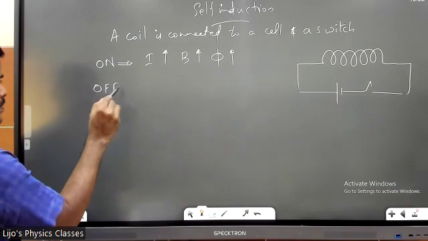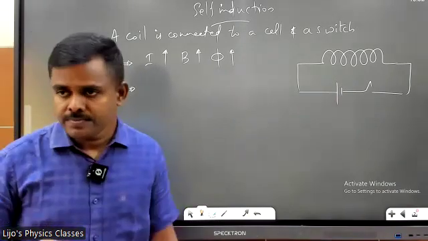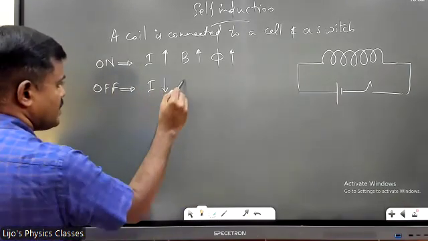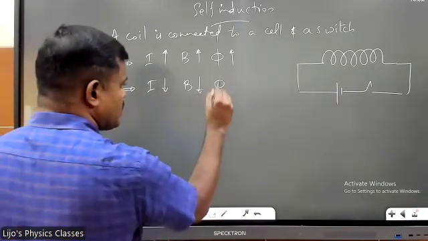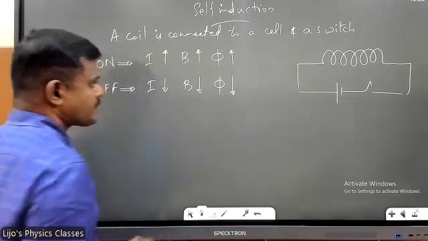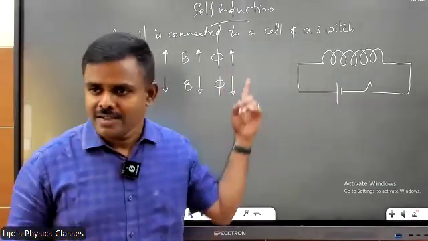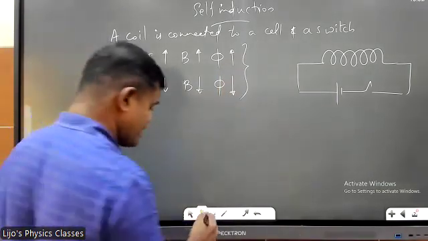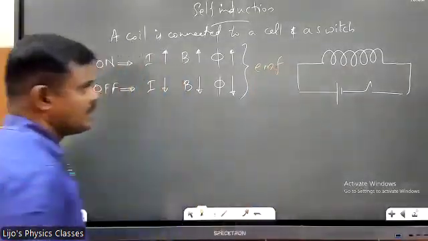Switching off. What's happening now? Current decreases, so the magnetic field also decreases. Flux also decreases. So you see a change in flux here, right? Tell me, Aneja, what happens now? Change in flux should result in EMF. Yes, very good. Generation of EMF.